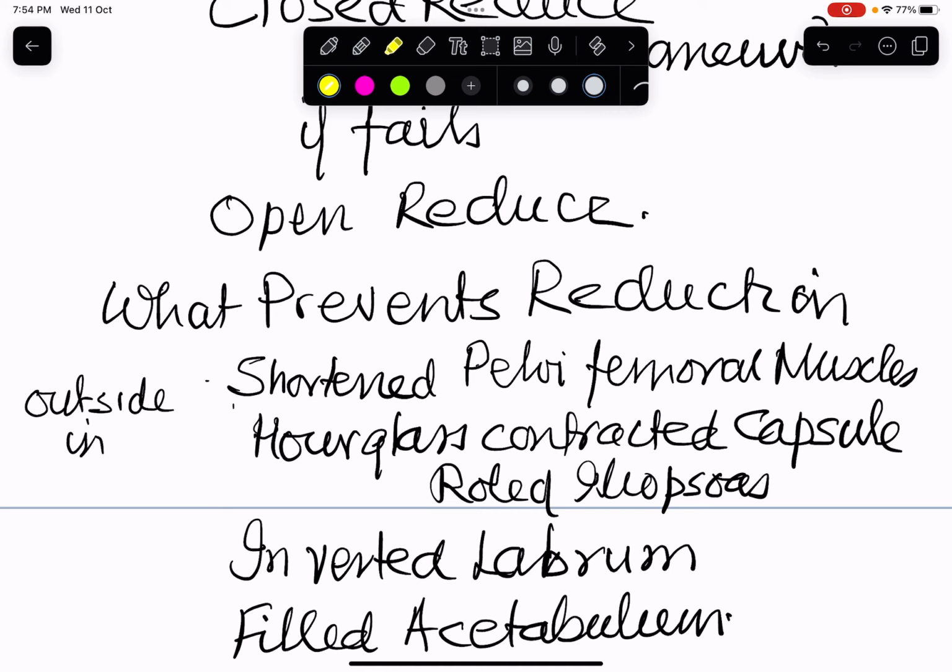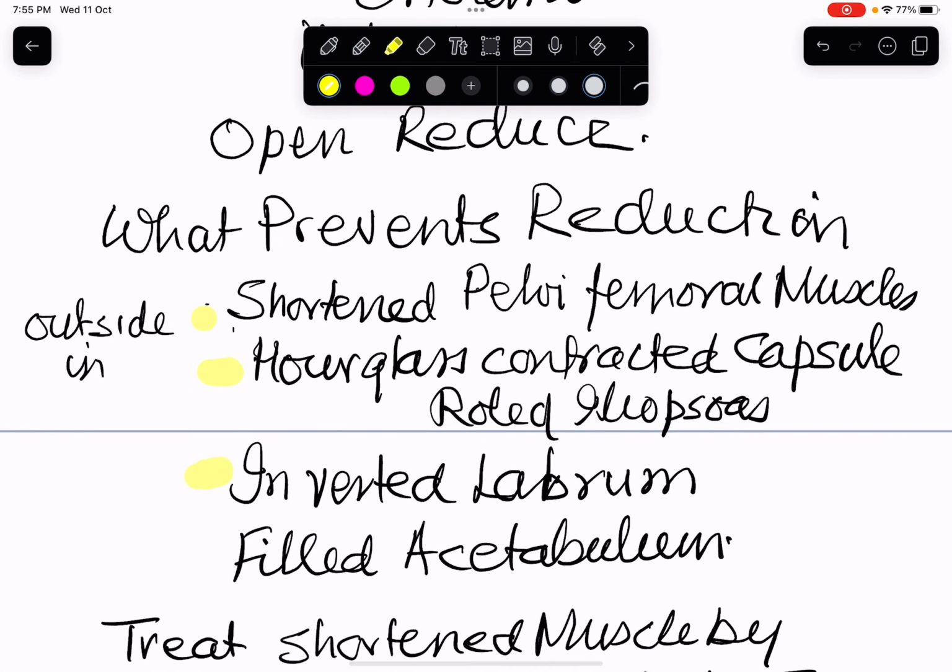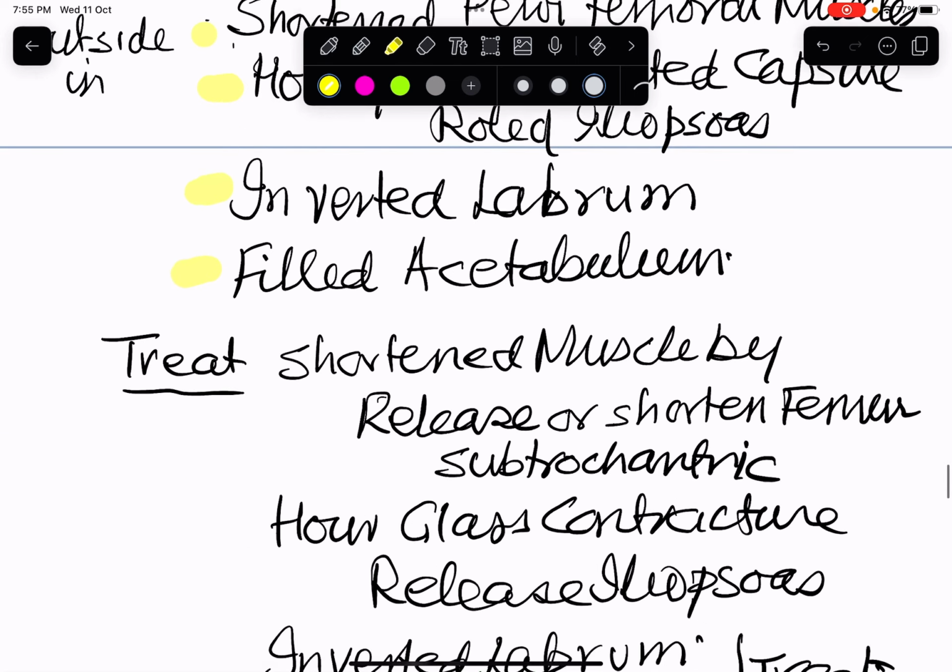From outside in, the first thing is shortened pelvifemoral muscles. The second is an hourglass contracture of the capsule, because the iliopsoas has made an hourglass contracture between those components of the capsule that are attached to the acetabulum, and that enclose the head. So unless you are able to negotiate the hourglass, you will not be able to reduce. The third thing is an inverted labrum, and the fourth thing is a filled acetabulum. So these are the four reasons.